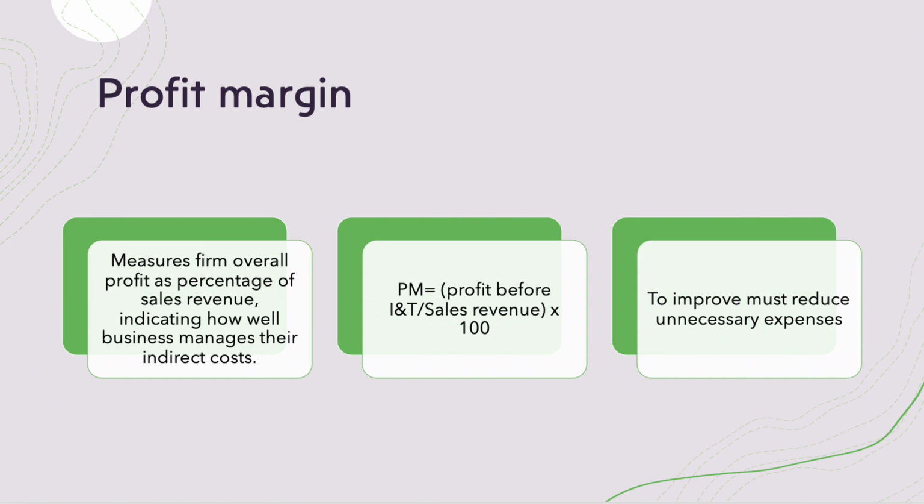Next up, you have profit margin. Profit margin measures a firm's overall profit as a percentage of its sales revenue. So this time, it's indicating how well a business manages its indirect costs. This is calculated by doing profit before interest divided by sales revenue times 100. And to improve this, you must reduce your expenses, which may be unnecessary.